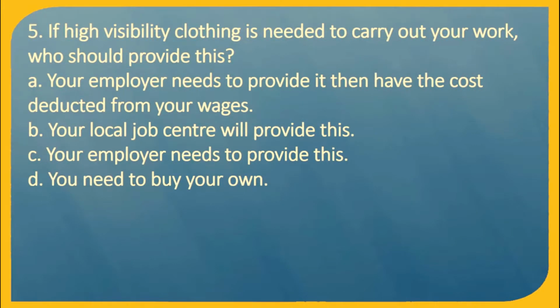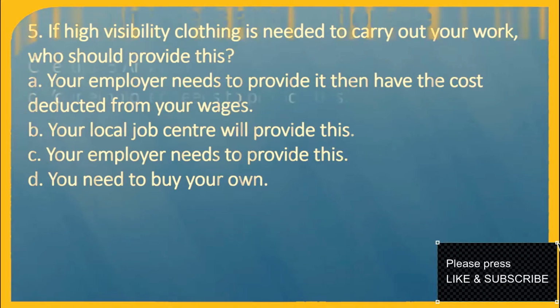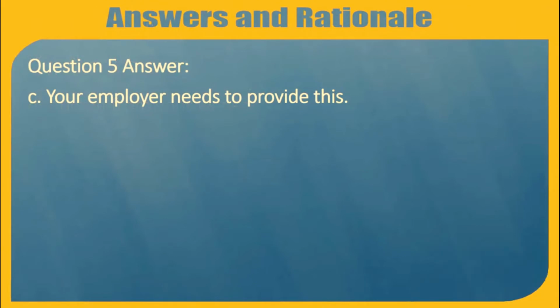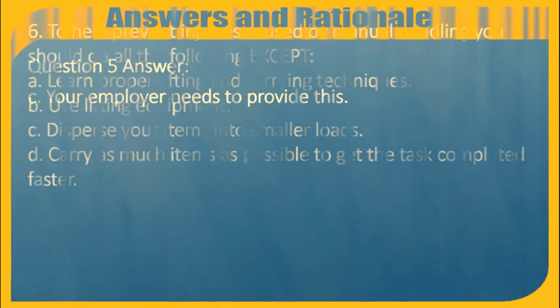Question 5. If high-visibility clothing is needed to carry out your work, who should provide this? A. Your employer needs to provide it, then have the cost deducted from your wages. B. Your local job center will provide this. C. Your employer needs to provide this. D. You need to buy your own. Question 5 Answer, C. Your employer needs to provide this.